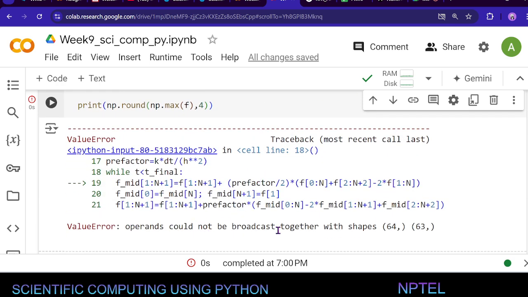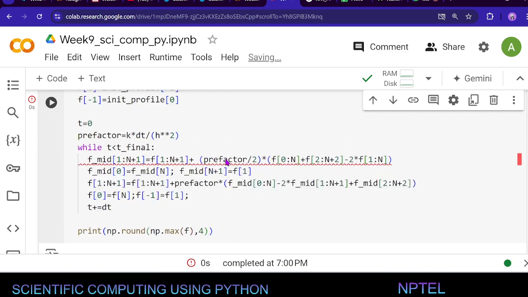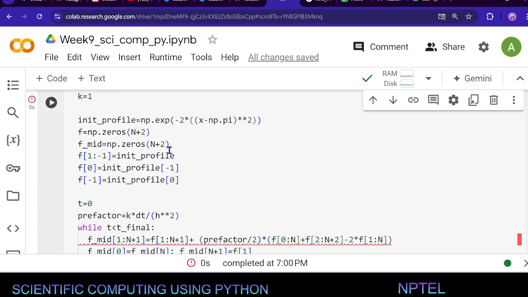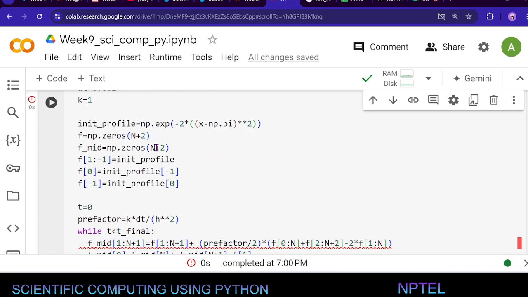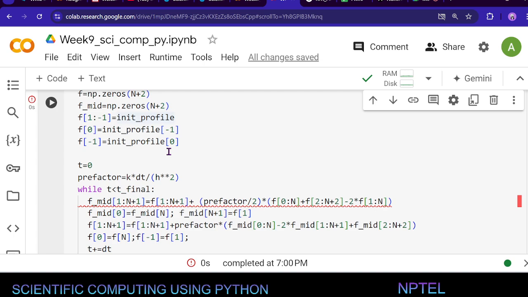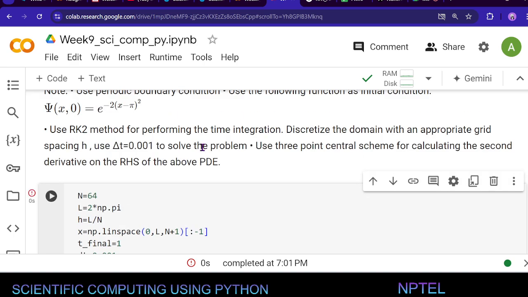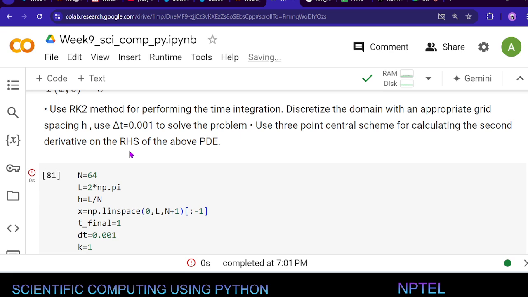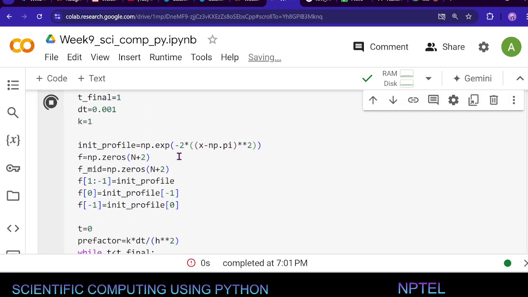It's saying operands could not be broadcast with shape 64 and 63. 0 to n, 2 to n plus 2, 1 to n. Does anyone see any mistake?